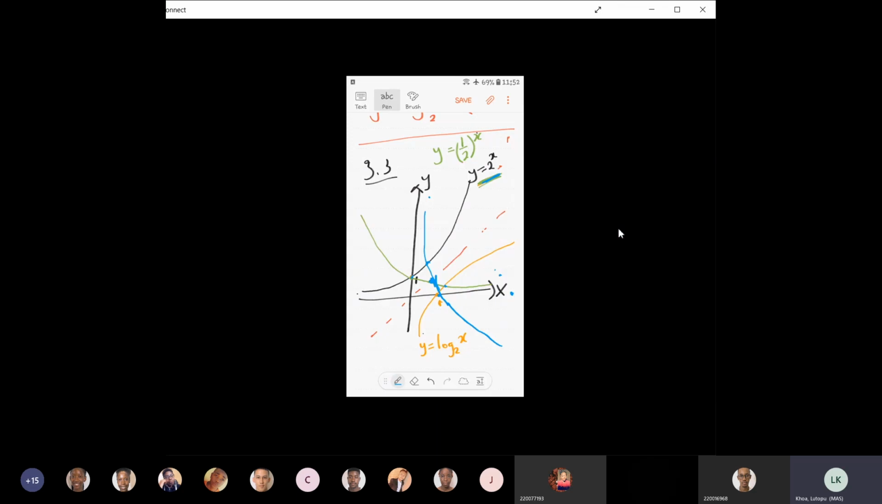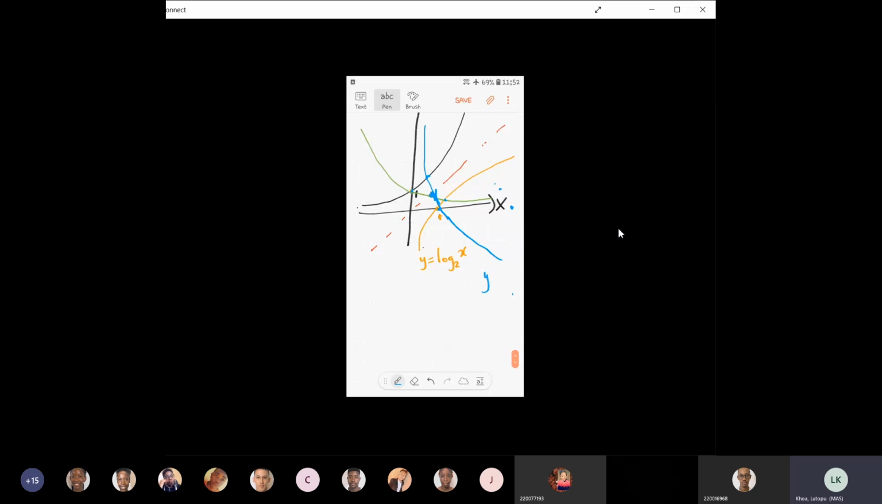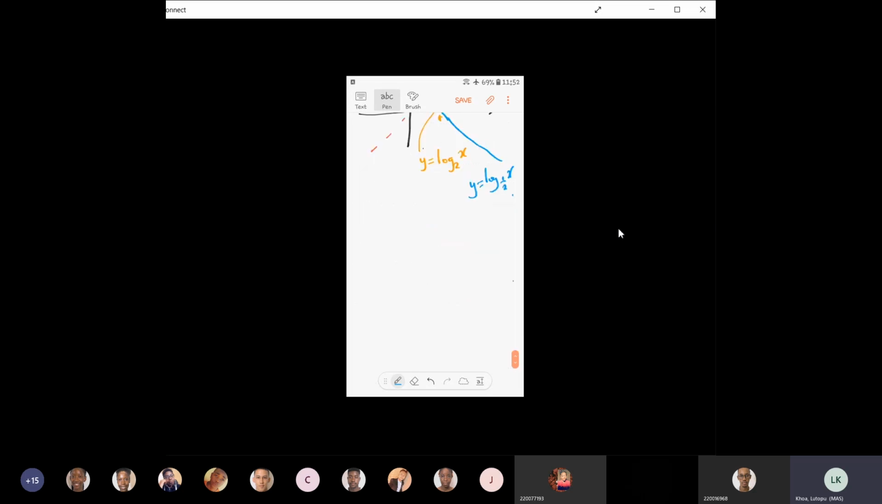Okay, so the question was actually just asking us for the one in blue and the one in orange. This is y is equal to log base half of x. So then that is my working. I can redraw it, and this time I only draw the one in blue and the one in orange.